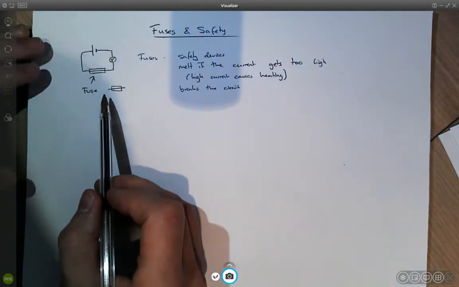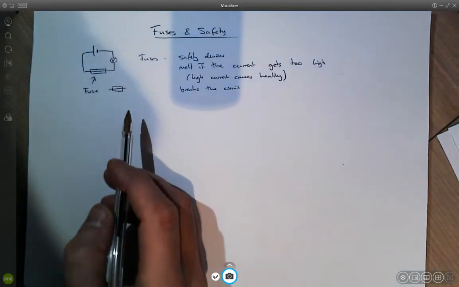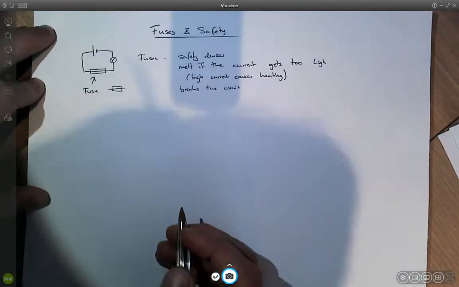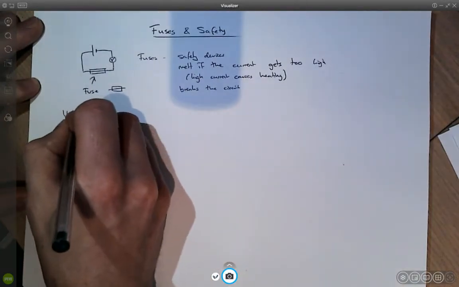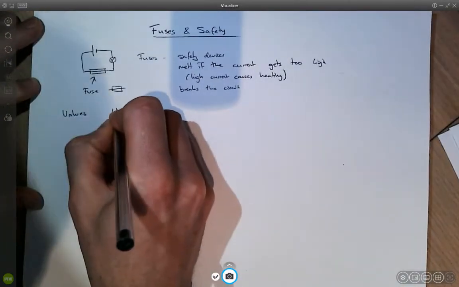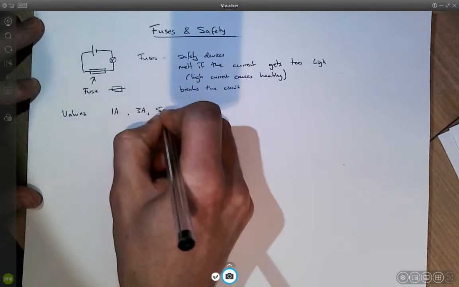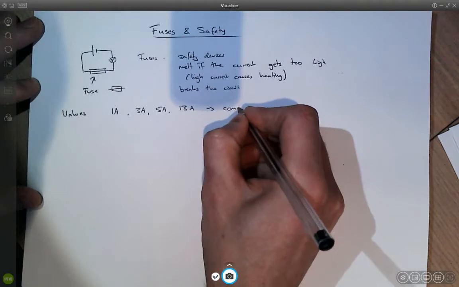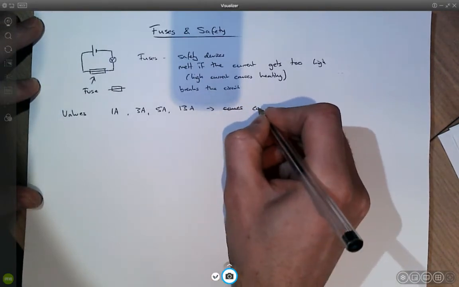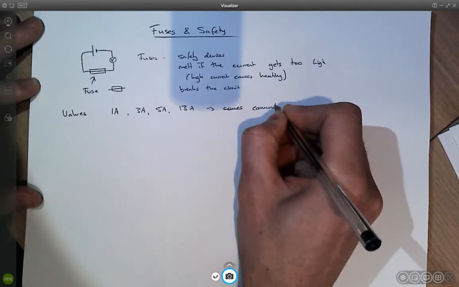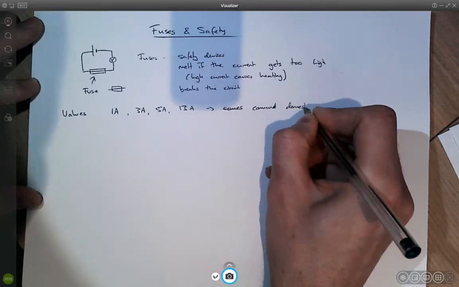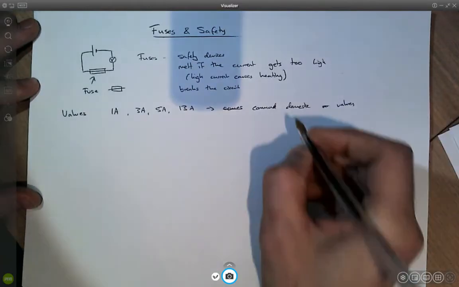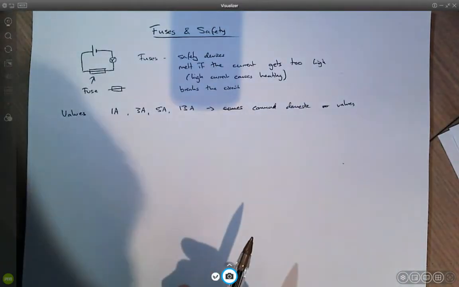They need to be able to label a fuse in a plug. So you should Google a simple image of a plug, and they should also know typical values of fuses. So typical values are 1 amp, 3 amp, 5 amp, and 13 amp. These are the most common domestic values for fuses. They're not the only values, but they're the ones that are most typically used.